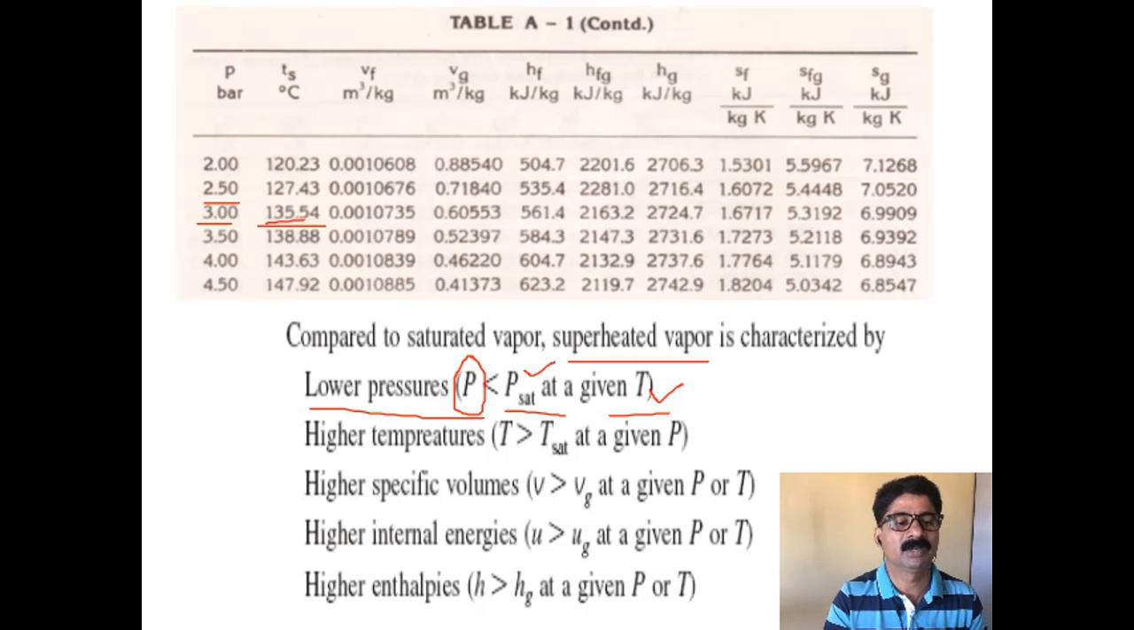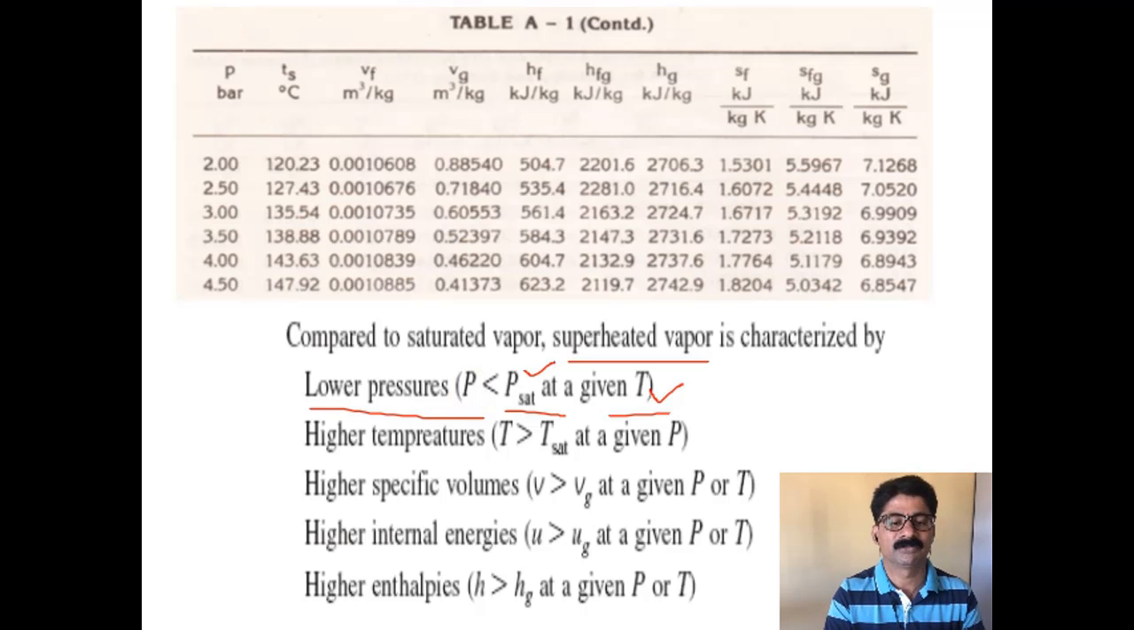Now at 2.5 bar, the saturation temperature is 127.43. So the actual temperature is 135.54. You see, the actual temperature is 135.54, for which the saturation pressure is 3 bar, but the actual pressure is 2.5 bar, for which the saturation temperature is 127.43. So the actual temperature 135.54 is more than the saturation temperature. Anything more than the saturation temperature is called superheated vapor. That means here the actual pressure should be less than the saturation pressure at a given temperature. So you have to understand it very carefully.